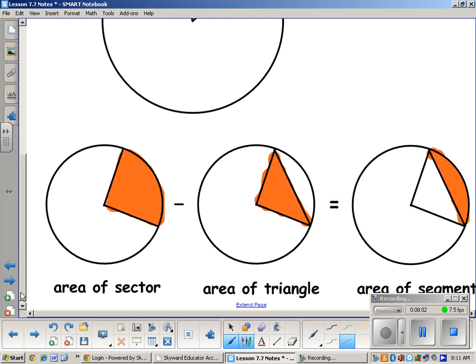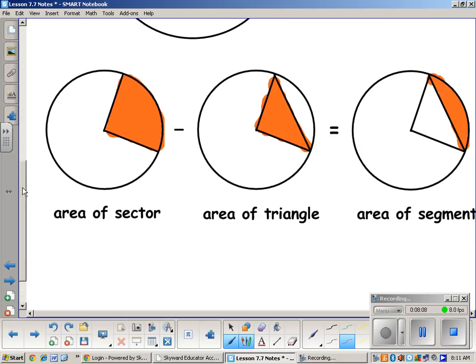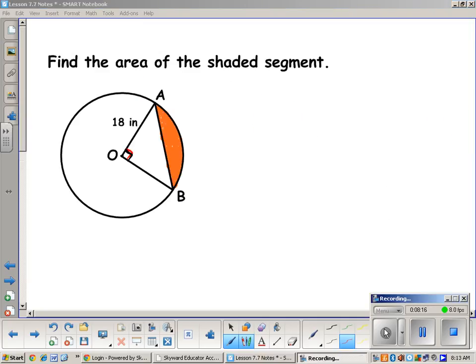So here's the concept. This is the area of a sector, and if I subtract from it the area of this triangle, I'm going to get the area of the segment. So here's an example. We want to find the area of the shaded segment. In my example, I gave you a nice simple triangle to find. On a more difficult one, we might have to use the concepts we've learned in the last 3 or 4 lessons. But in this one, what kind of a triangle is that? Right. It's a right triangle.